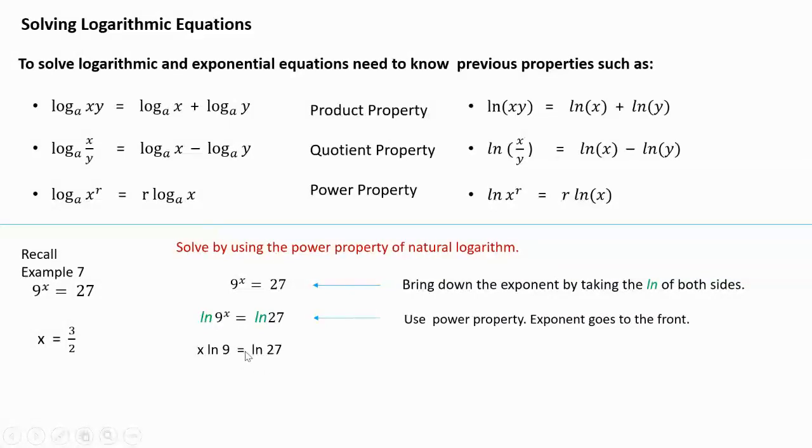Now, hey guys, please do not make the mistake: the ln of 9 is a number. It's not separate. It's a number. So here we're going to divide both sides by the ln of 9.